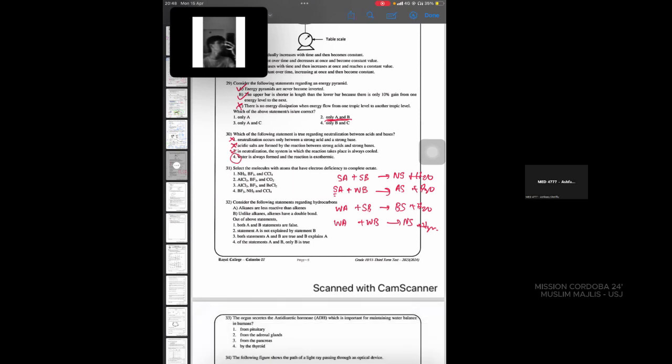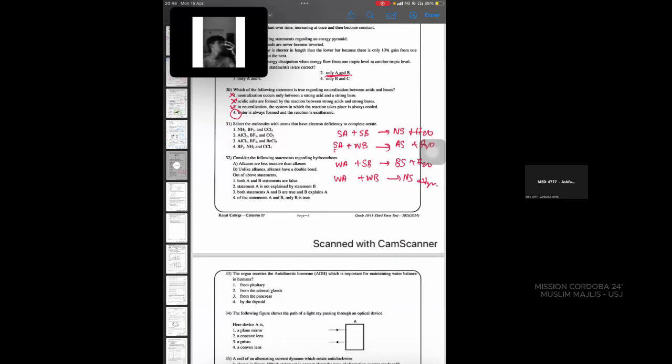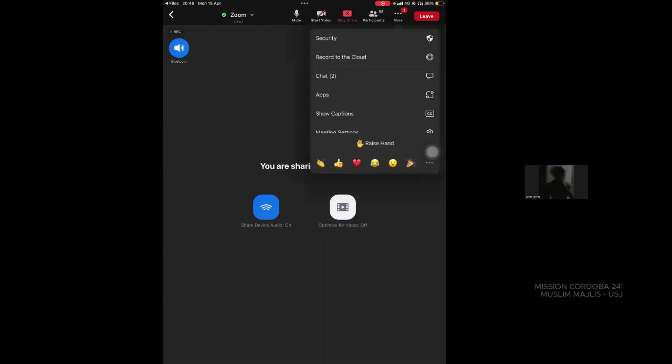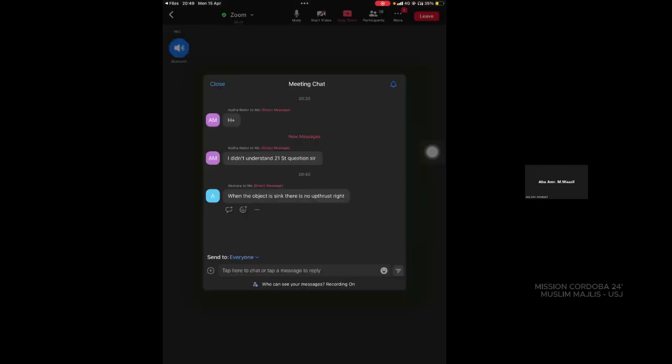State the molecules that have electron deficiency to complete the octet. Can you all tell me the answer for this one, 31? Can you all give me the answer for 31? Can you all hear me? Yes, right? Yes, No, sir. not good. I can. Yeah.